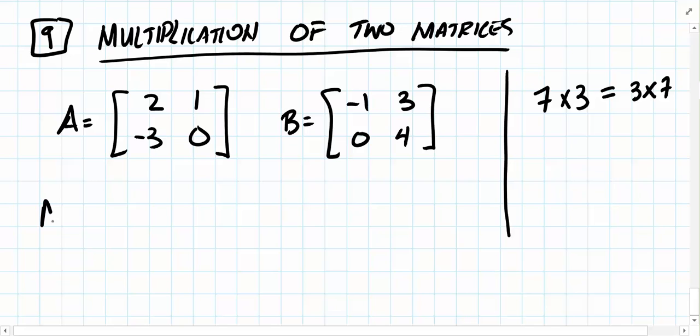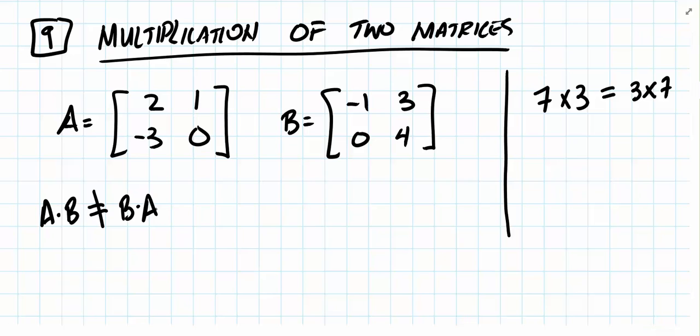You don't get commutativity with matrix multiplication. It just does not work out the same way. So this is where the structure of matrices differs from the structure of the real number system. All right? You don't get commutativity.